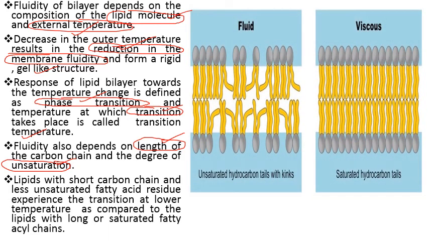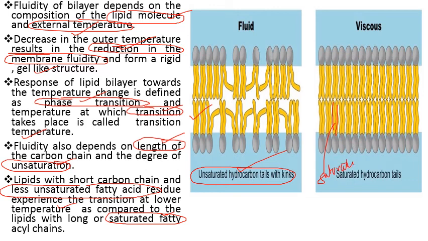Lipids with short carbon chains and less saturated fatty acid residues experience the transition at lower temperature as compared to lipids with long or saturated fatty acyl chains. It means जो lipids हैं which contain shorter carbon chains और unsaturated fatty acids, तो ऐसे जो lipids हैं वो कम temperature में भी changes को show करते हैं. Means they respond to the external temperature change, while those lipids which contain longer carbon chains और जिसमें saturation ज़्यादा है, means they contain single bonds, उनमें जो temperature fluctuations है वो less होती है with the change in temperature.